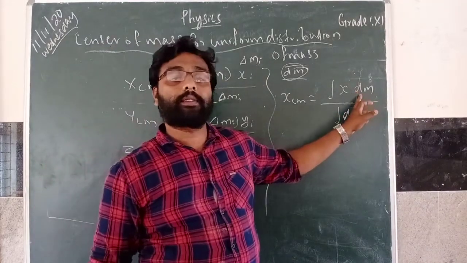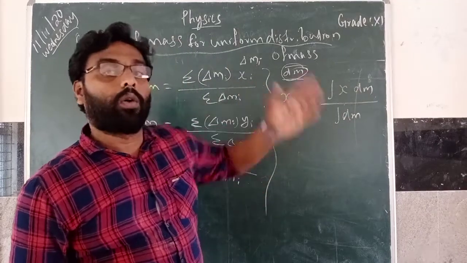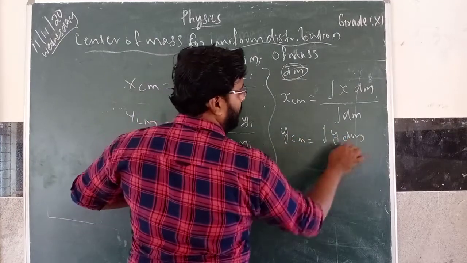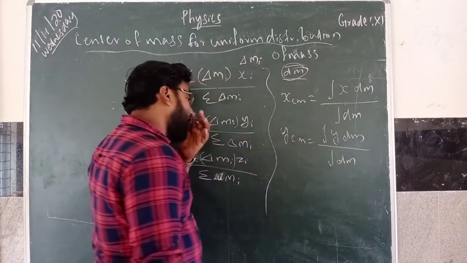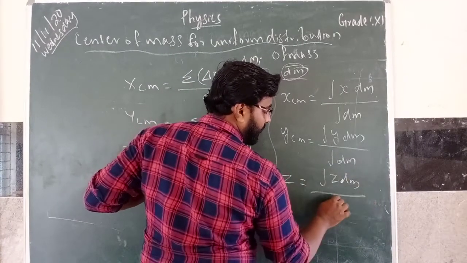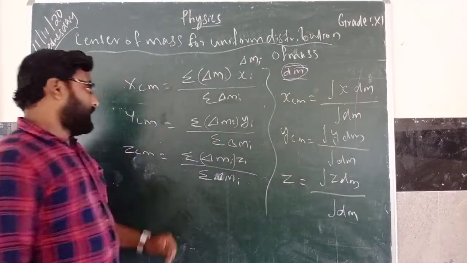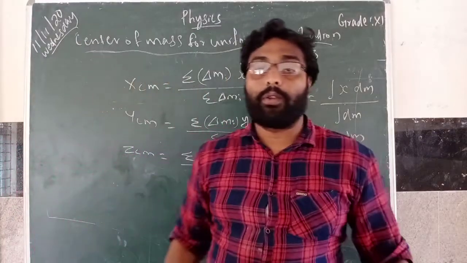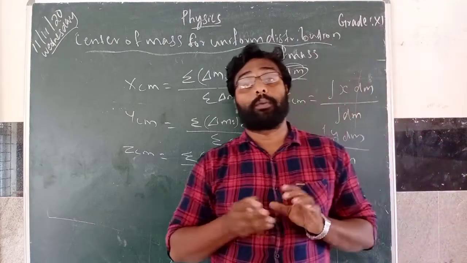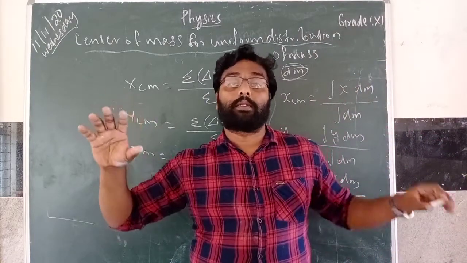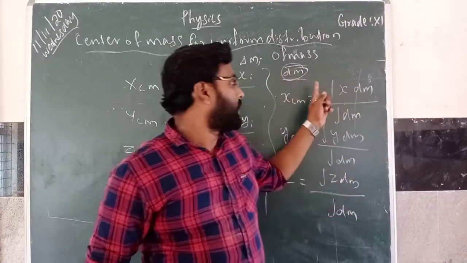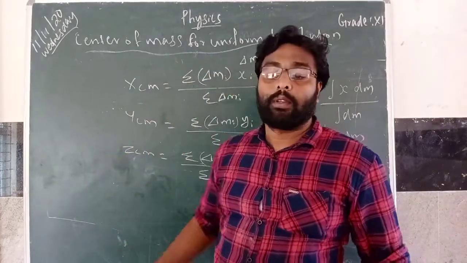Now if you integrate this, you will get the result for the whole body. For the y-axis you can use integration y dm by dm, and for the z-axis you can use integration z dm by dm. These are the formulas you can use to find the center of mass for the uniform distribution of mass. It means you distribute the whole bulk body mass into point masses, and if you integrate you can use this formula, or else you can use the earlier one.